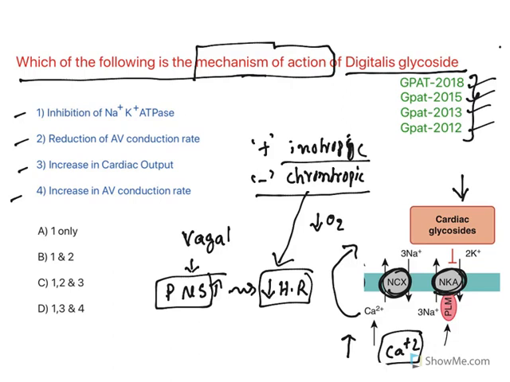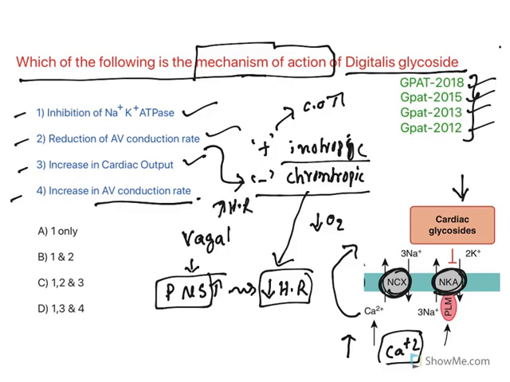Inhibition of sodium potassium ATPase, right. Reduction of AV conduction rate is what is causing negative chronotropy. This one is also right. Increase in cardiac output, due to positive inotropy, cardiac output is increased. This is right. Increase in AV conduction rate, no. Increase in AV conduction rate should increase heart rate. This is not what is happening, so this is not the mechanism of action. So options 1, 2, 3 are right. This one is the right answer.